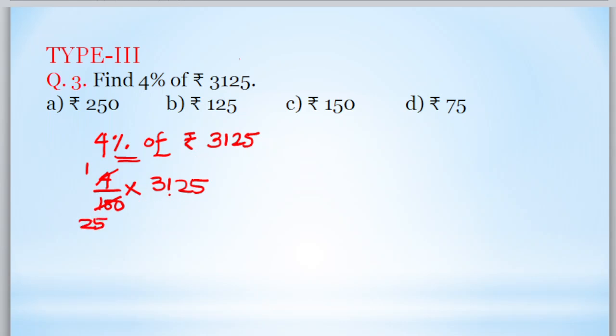Now, when 3125 is cancelled by 25, it becomes 125. So that is rupees 125. That means your option B is the right answer.